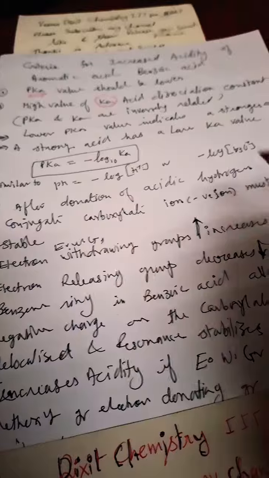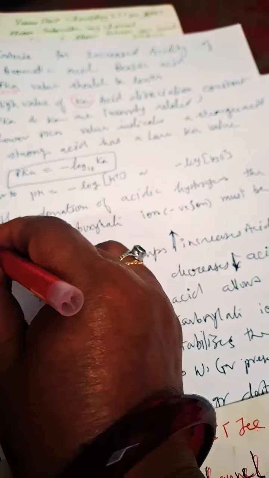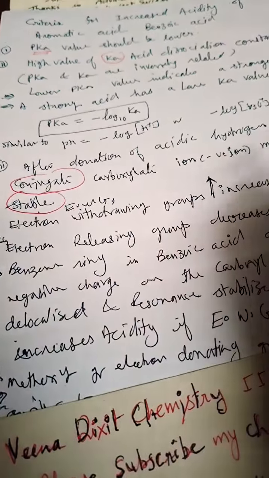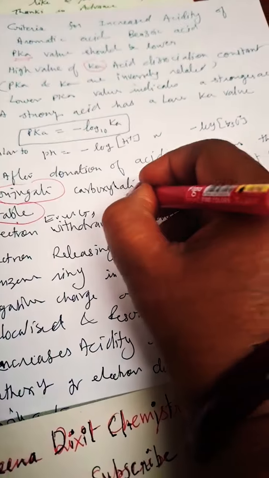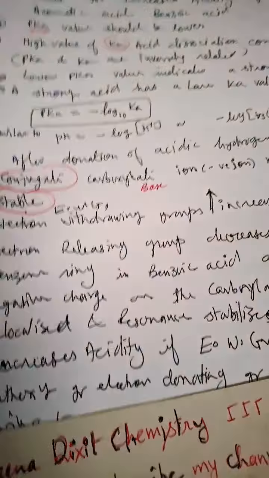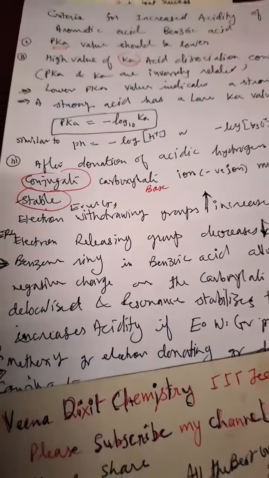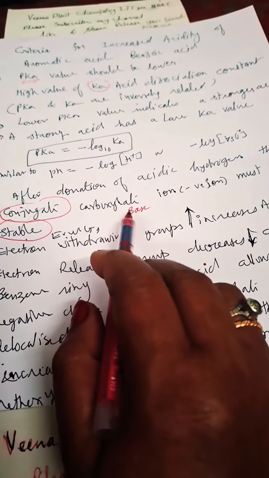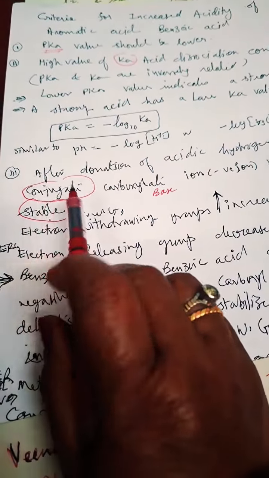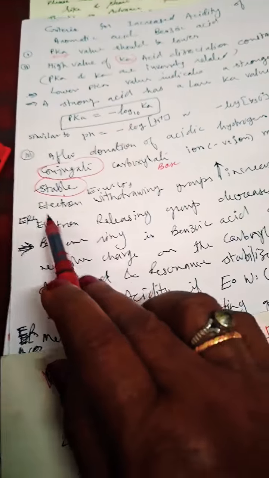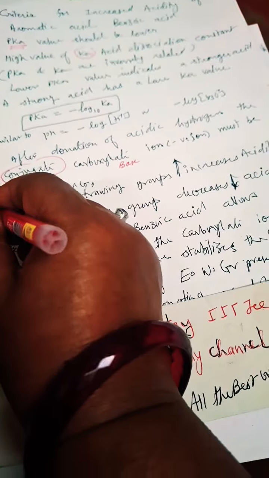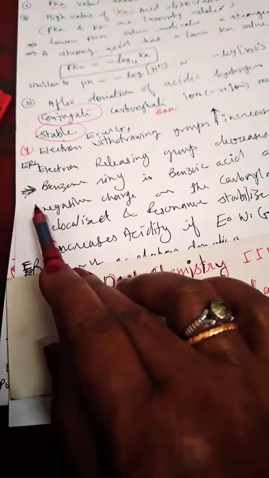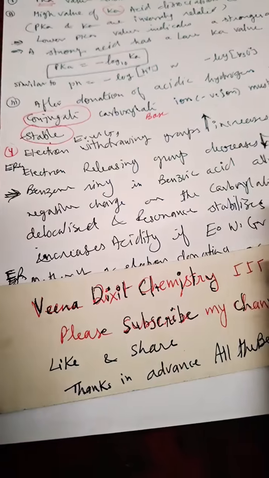Clear? What does it mean? Think about the conjugate base. If the conjugate base is stable, here I have written the conjugate carboxylate ion. You can write down that it is acting as a base because H positive is removed, so it is the conjugate base of the carboxylic acid. If it is stable, it will be a stronger acid. And next, the fourth point, there are 4 points. Electron withdrawing group increases acidity and electron releasing group decreases acidity.